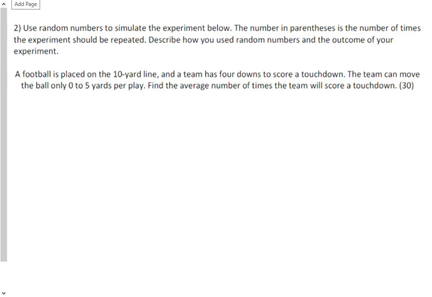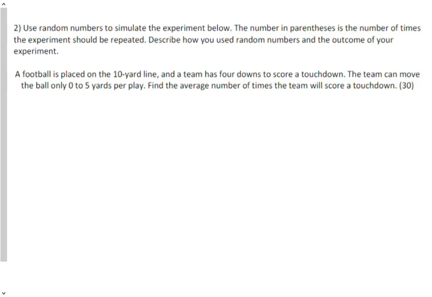So in this one, we're going to use random numbers. And in this case, I want to actually run it 30 times so I can get an answer. So the football is placed on the 10-yard line, and it has 4 downs to score a touchdown. I can only run 0 to 5. So I want to know how many times I'll score a touchdown.